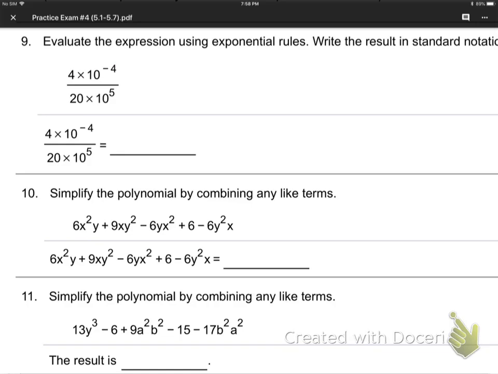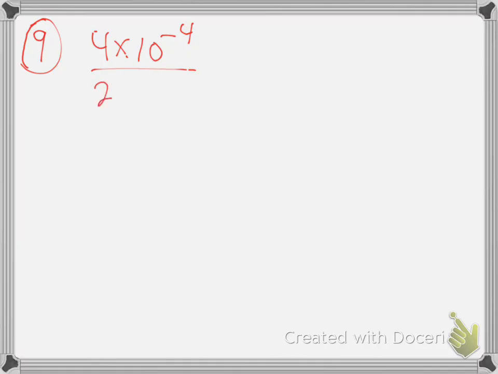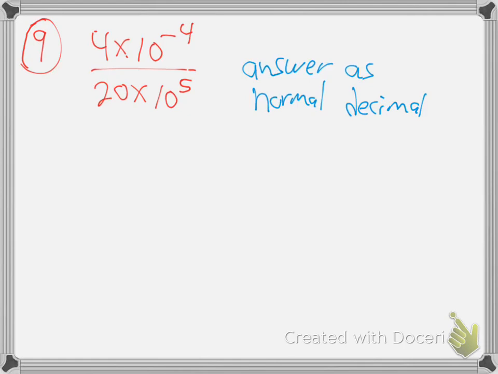Let me write it bigger for you. So number 9. 4 times 10 to the minus 4, over 20 times 10 to the 5th. So find an answer like a normal decimal. Just use your calculator, in other words. If you know how to do all that, or you could move stuff around. Do whatever you want. You do some calculator, some by hand, whatever is easiest for you. You can get on your calculator.